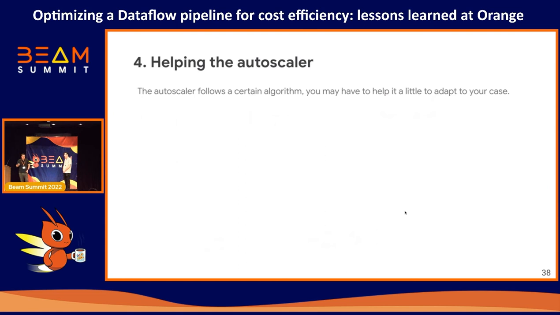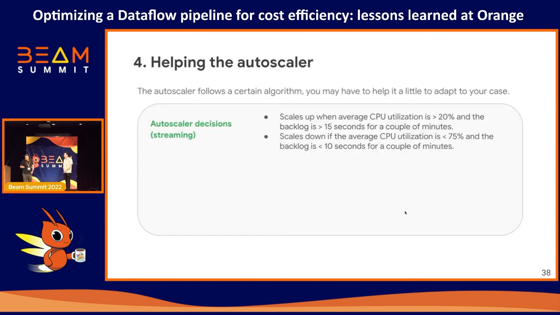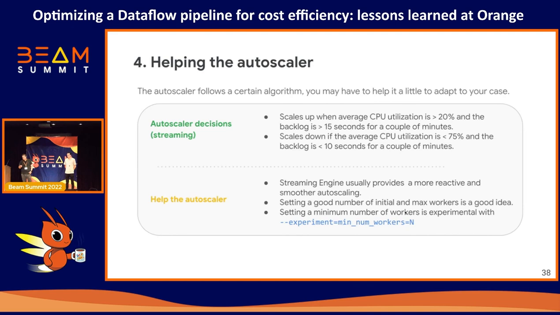Okay, now let's have a look at the Dataflow autoscaler. It has its own algorithm, and here are the rules for a streaming pipeline. It will scale up when the average CPU utilization is over 20% and the backlog is over 15 seconds for a couple of minutes, and scale down if the average CPU utilization is under 75% and the backlog is under 10 seconds for a couple of minutes.